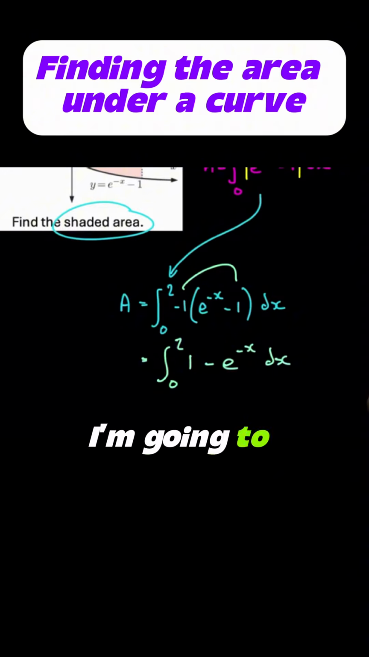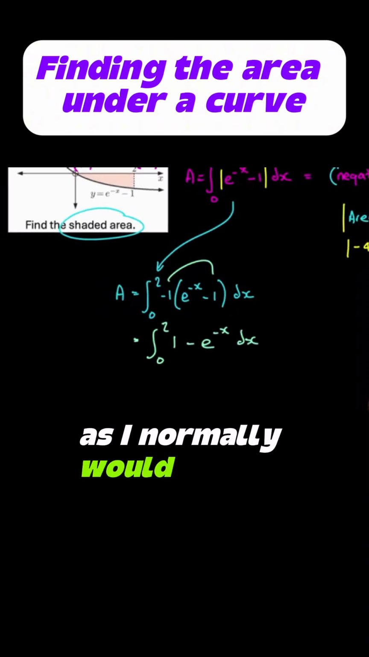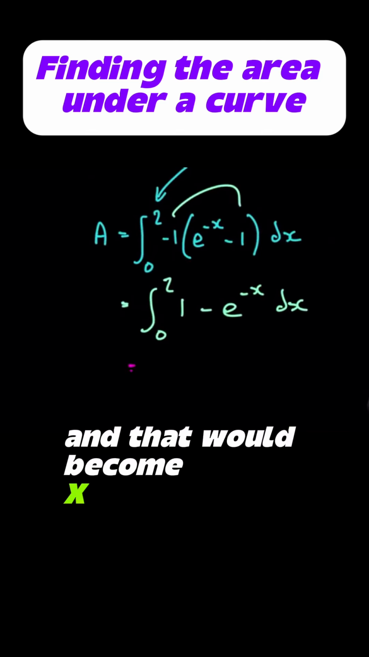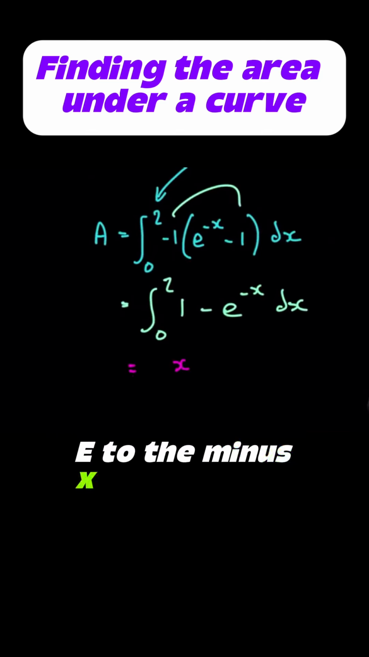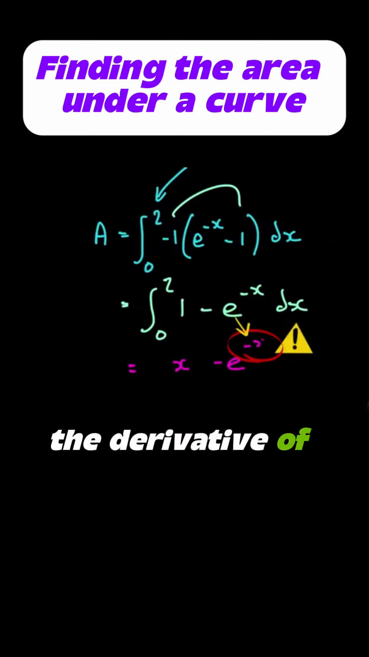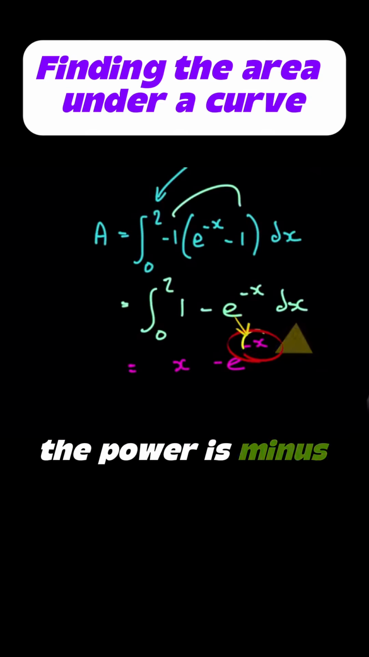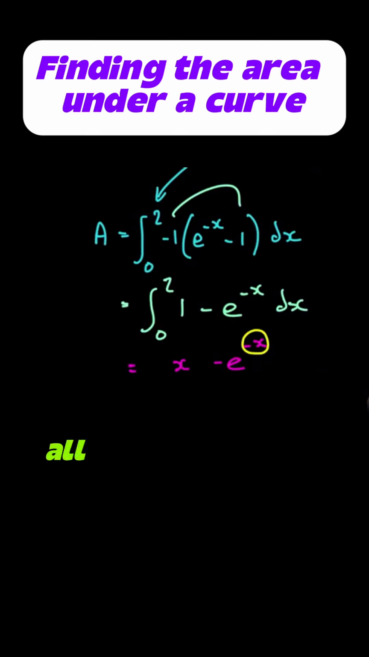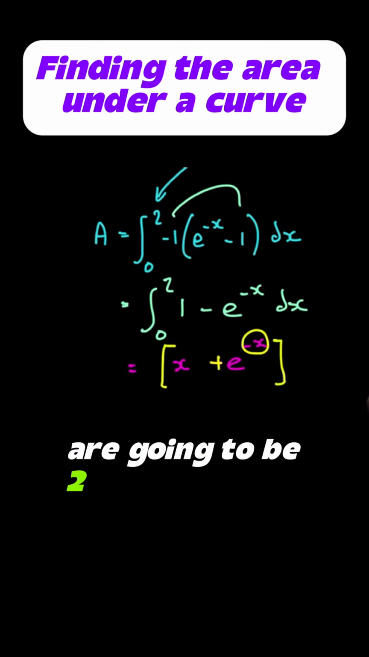Now I'm going to integrate this as I normally would, and that would become x. This would become minus e to the minus x, but divided by the derivative of the power. Now the derivative of the power is -1, so you divide by -1, that's all going to become positive, right? And the limits on this definite integral are going to be 2 and 0.